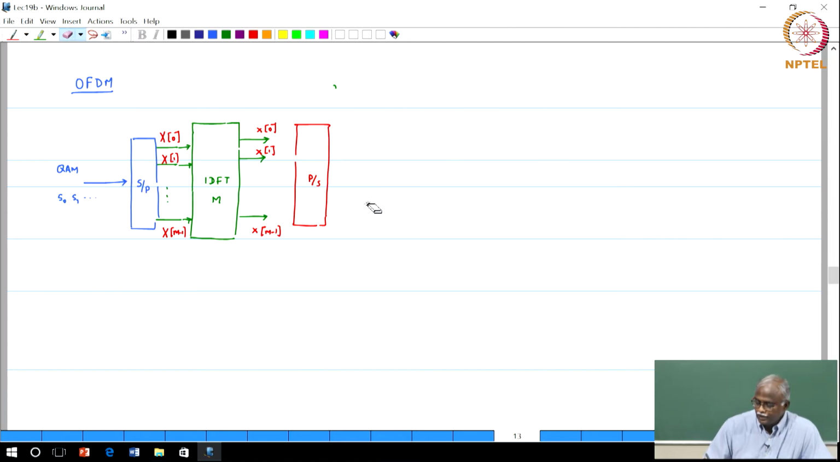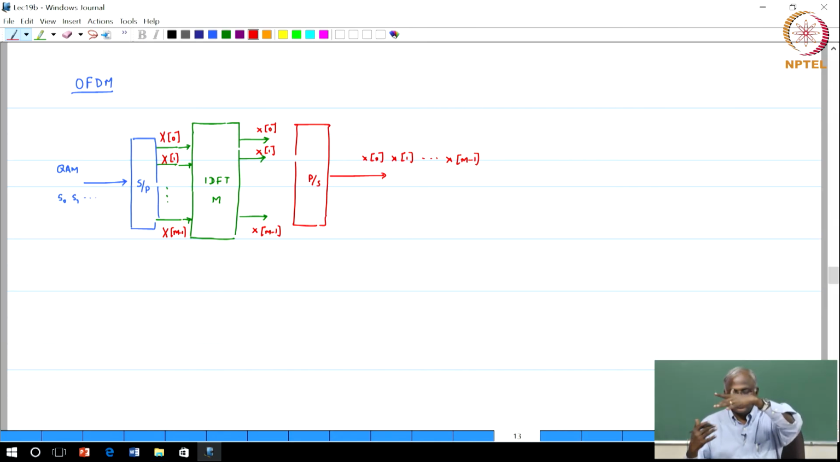The output coming out of this block would be lowercase x of 0, x of 1, up to x of m minus 1. So one block of data, you converted from the input stream, parallelized it, took the IDFT and then did a parallel to serial conversion. Everyone agreed that this is the standard transmitter of an OFDM block. Now, here is where the interesting part comes.